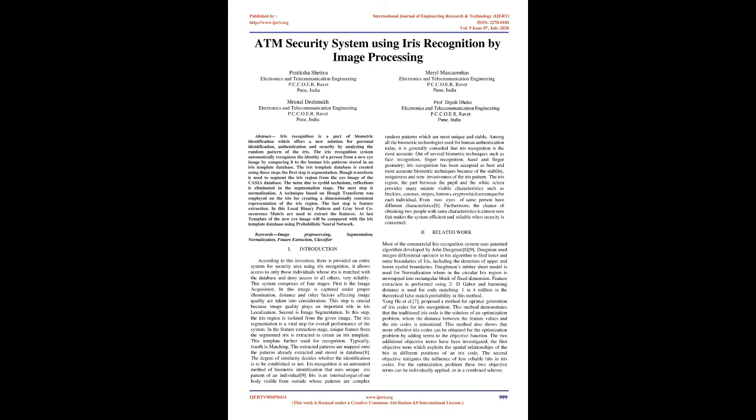In the feature extraction stage, unique features from the segmented iris are extracted to create an iris template. This template is further used for recognition. Fourth is matching. The extracted patterns are mapped onto the patterns already extracted and stored in the database. The degree of similarity decides whether the identification is to be established or not.